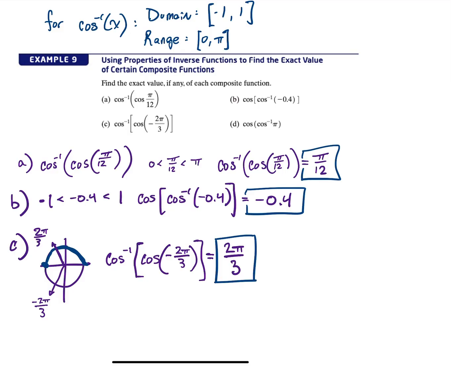And then for part D, we have the cosine of the inverse cosine of pi. So now the inverse function is inside, so we need to ask, is pi in the domain of the inverse cosine function, which is between -1 and +1? Pi is 3.14, continuing the decimal from there, so definitely greater than 1. So we'll have to say undefined.